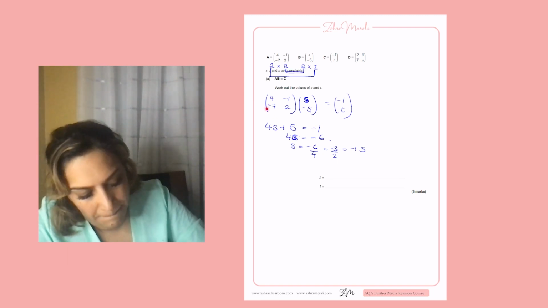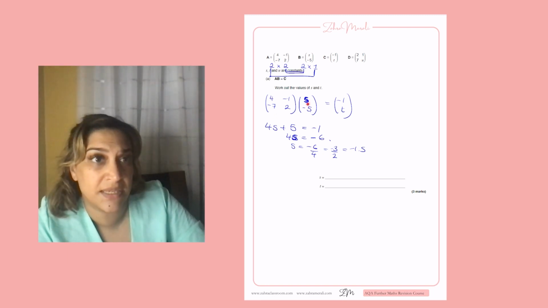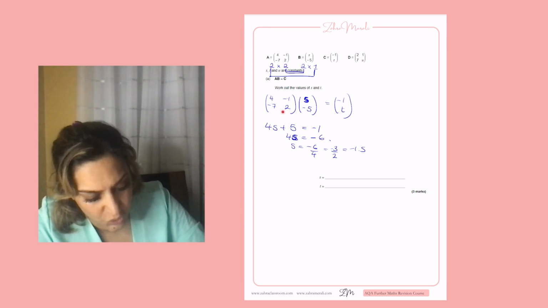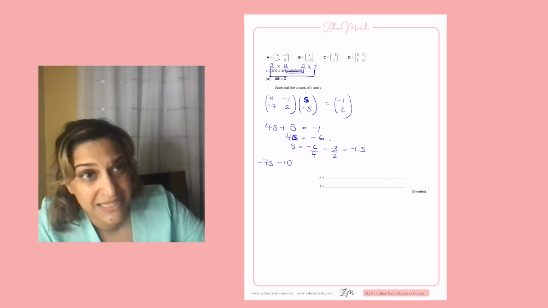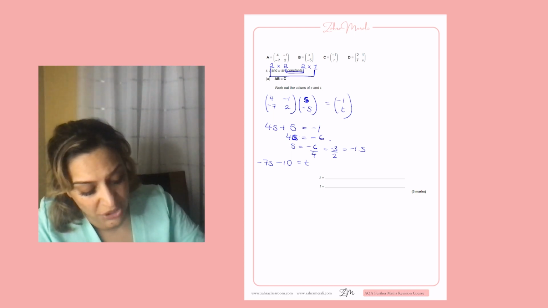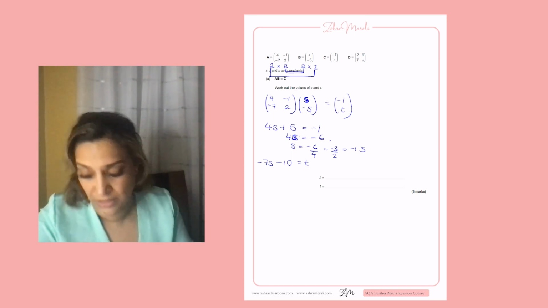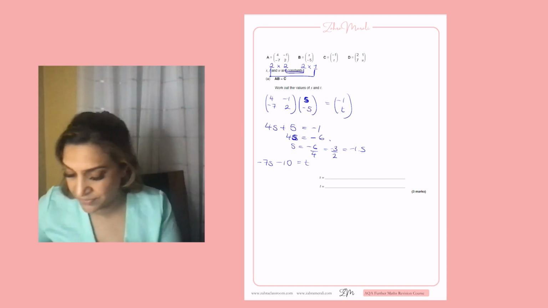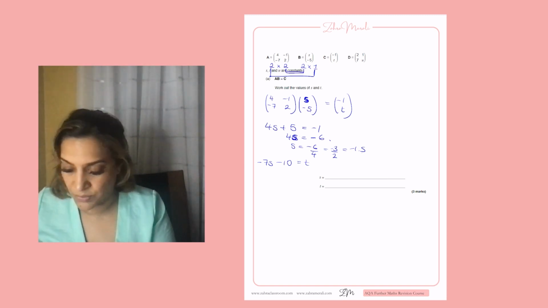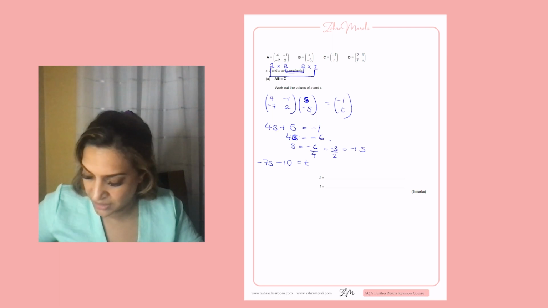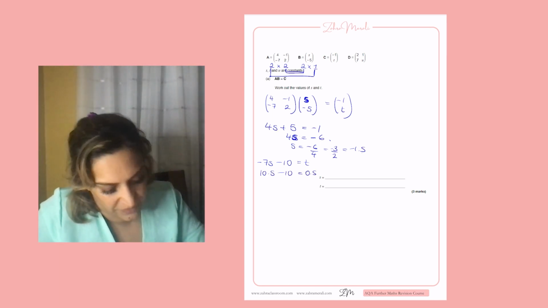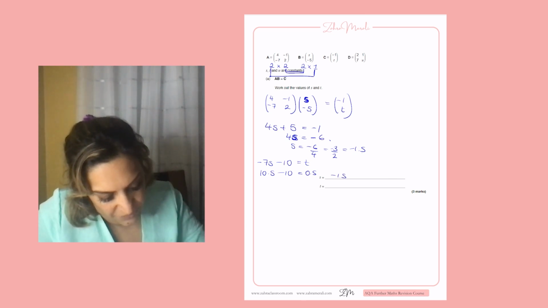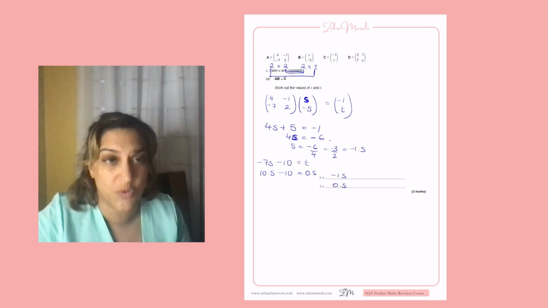Next one, we've got minus 7 times s, plus 2 times minus 5, and that equals t. So we end up with minus 7s minus 10 equals t. But we know s is minus 1.5. So we do minus 7 times minus 1.5, so you end up with 10.5 minus 10, which must be 0.5. So s is minus 1.5 and t is 0.5.